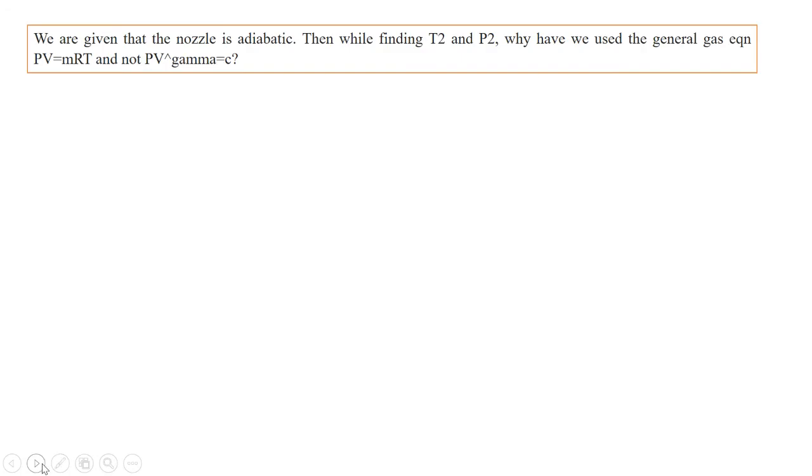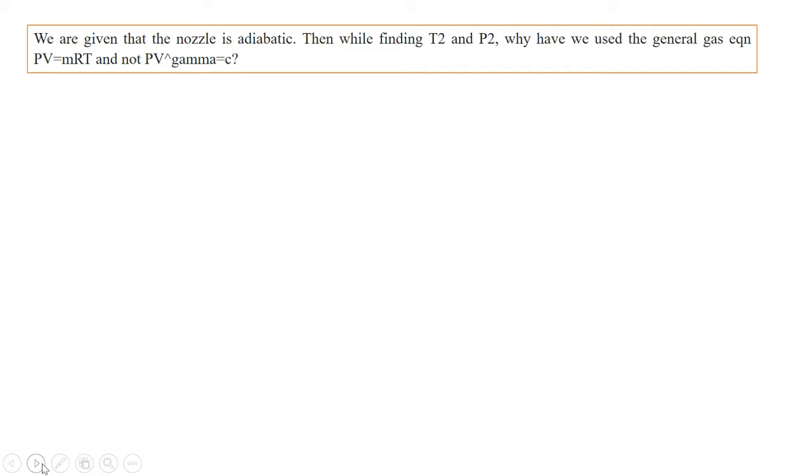Next question is, what are given? We are given that the nozzle is adiabatic. While finding T2 and P2, why have we used the general equation PV equals mRT and not PV raised to gamma equals constant? This is a fundamental question.